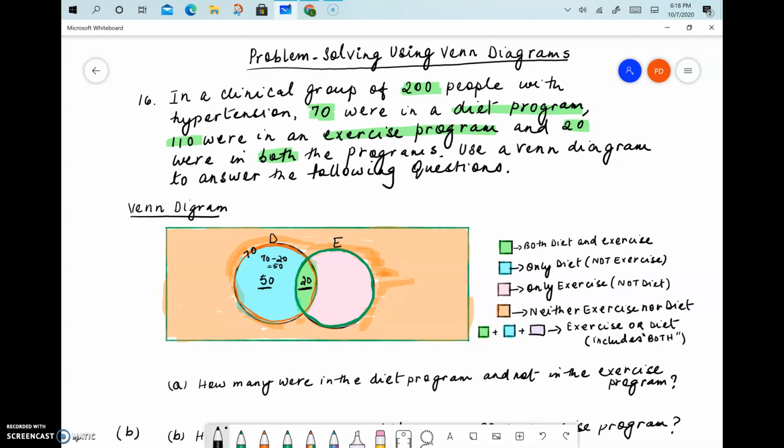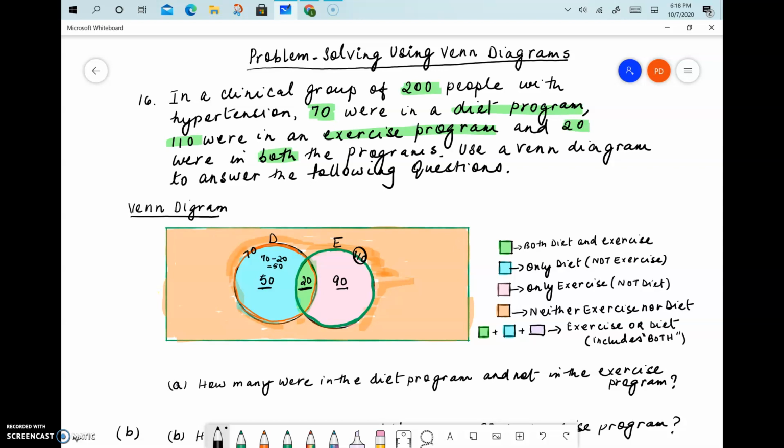Now, the total number of people in the exercise program is given to be 110. So the entire green circle, which is the exercise circle, must contain 110 people. Out of the 110 people, we've already accounted for 20 inside the circle, which is the overlap region. Now, the rest of the people, 90, are in the pink region, which is the people who are in the exercise program only. So let's make sure we have the right count. 90 plus 20 is 110, which is the total in the exercise circle.